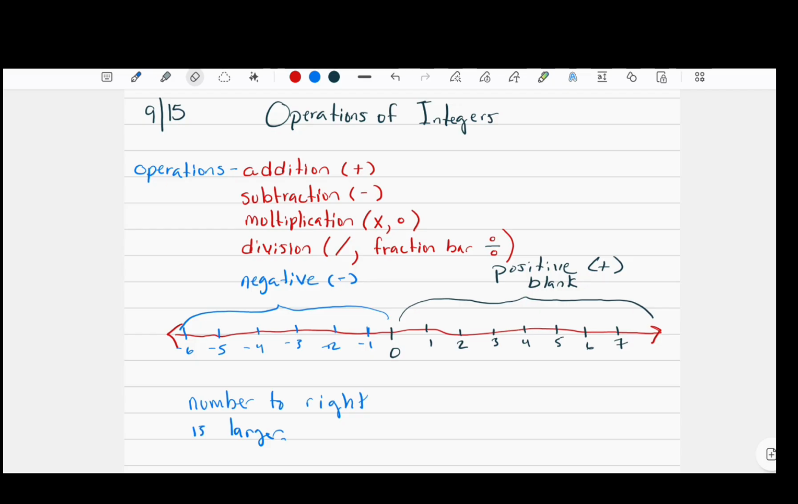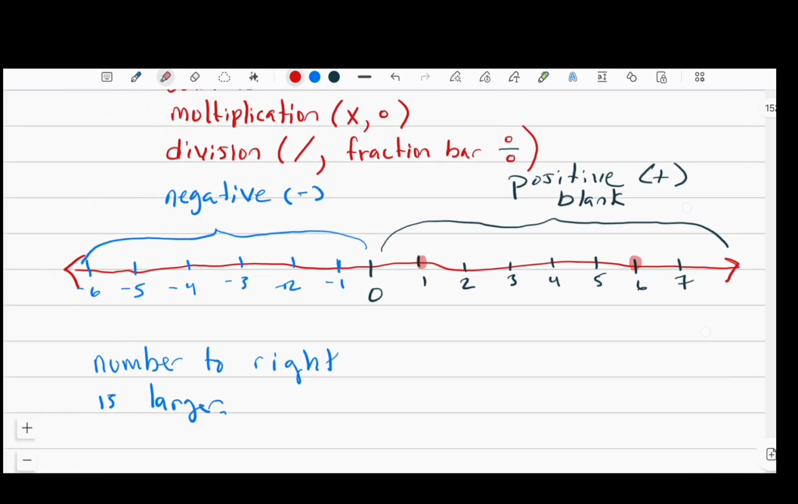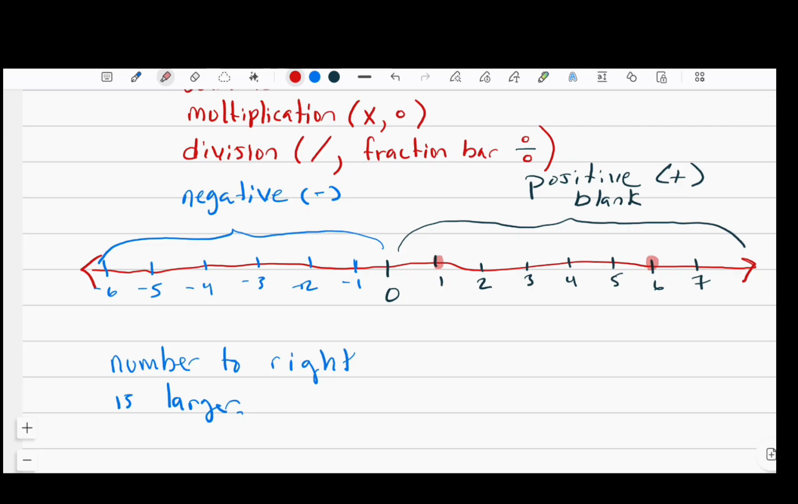I'll prove it to you. Let's take 1 and 6. Which number is to the right of the other? Who's the rightmost number? 6. Isn't 6 larger than 1? Yes. Let's try it again. What about -5 and 4? Who's larger? Any positive number is going to be larger than any what?